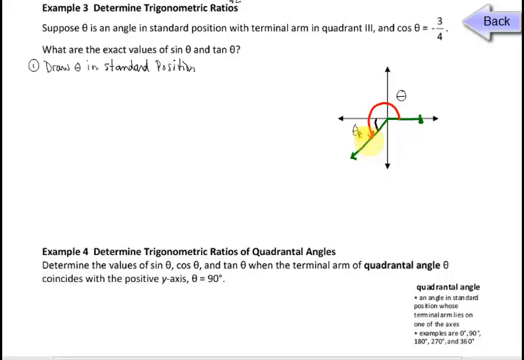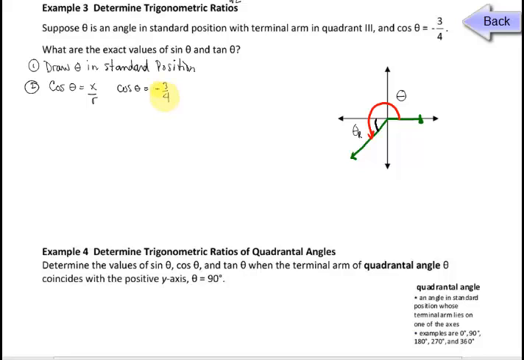Okay, now we do know that cos of theta is -3/4, so we are going to get some information from there. So in our second step, we want to determine what that is. Our formula to determine cos of theta is x/r. So if cos of theta is equal to -3/4, then we do know what x is and we do know what r is. Now remember that r is always going to be positive.